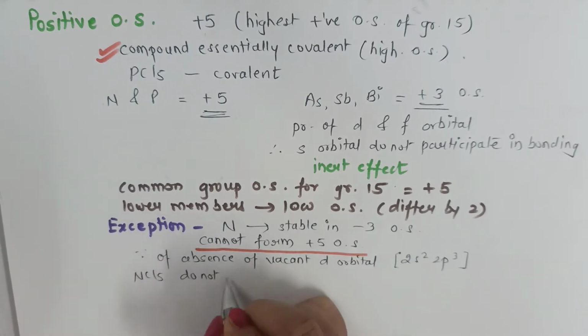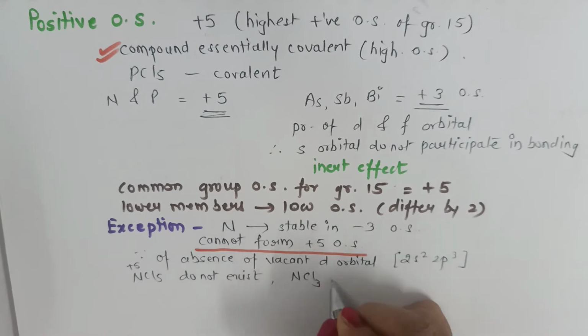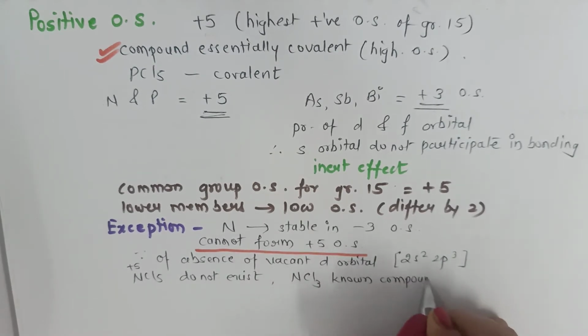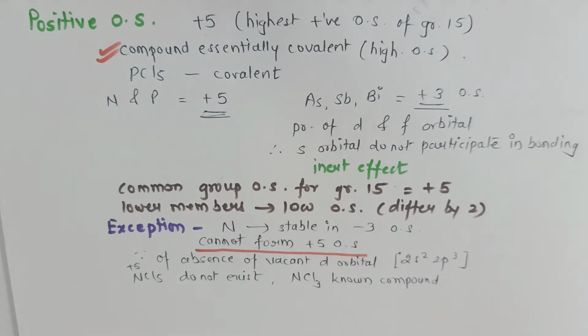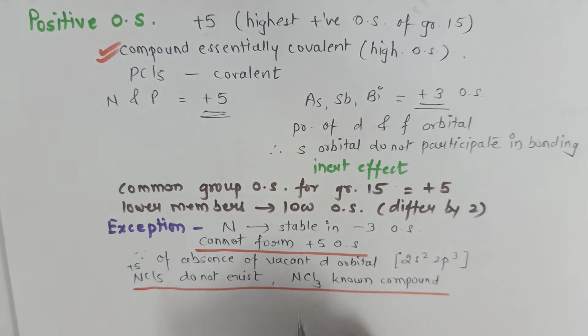Or we can say NCl5 does not exist. Why does NCl5 not exist? Because in this, nitrogen will exist in +5 oxidation state, whereas NCl3 is a known compound. Why? Because in NCl3 nitrogen will be in +3 oxidation state.